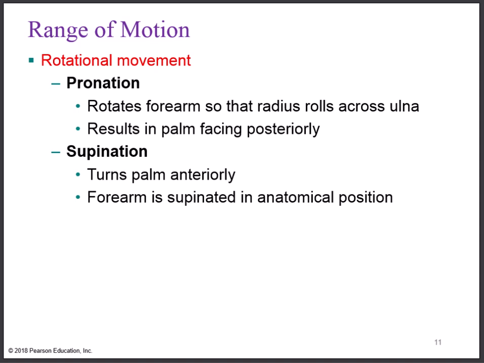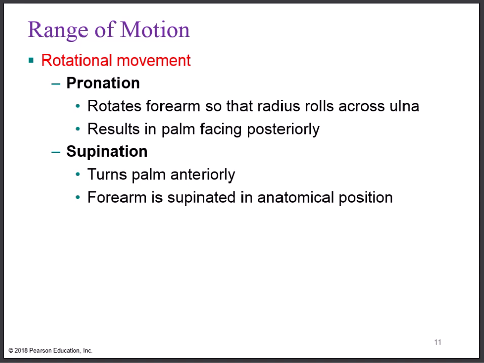Another rotational movement is the forearm rotating. These two terms are going to be pronation and supination. Let's do pronation first. This rotates the forearm so that the radius rolls across the ulna. It is the forearm that's moving.